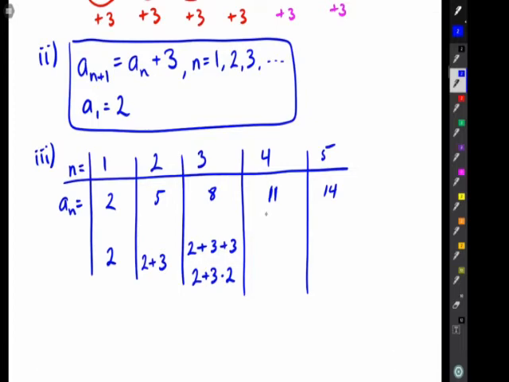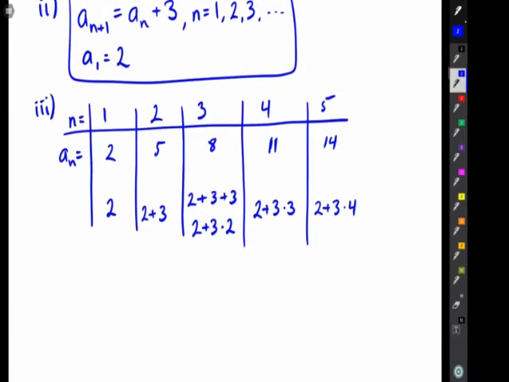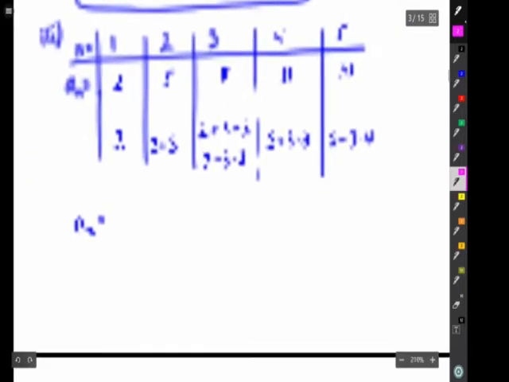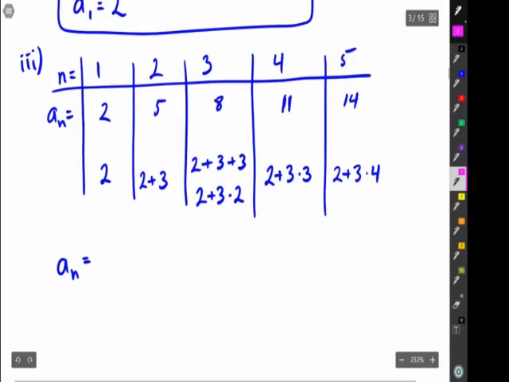Here, I'm going to add 3 again, so it's going to be 2 plus 3 copies of 3. Here, we're going to have 2 plus 4 copies of 3. Is that hopefully making sense? Because of this, let's see, is there a pattern here? Well, we see a nice pattern going on here.